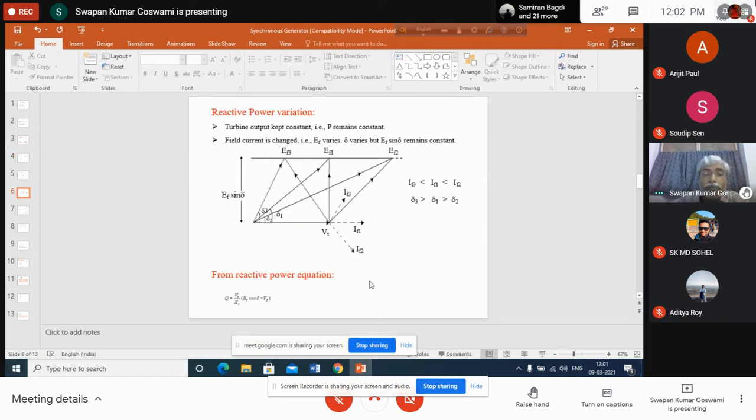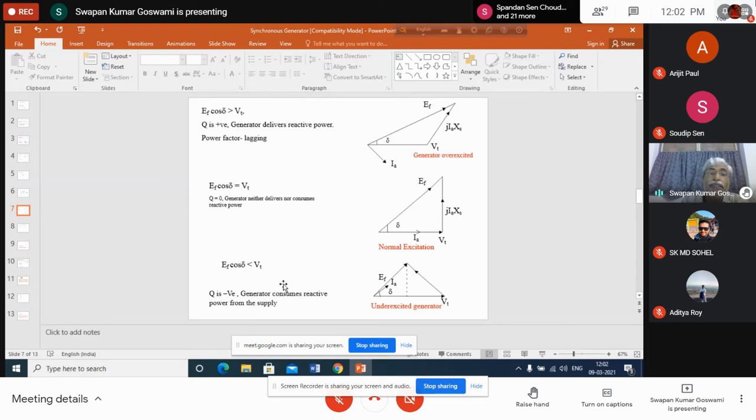You come here first. Now you see, I think this much is clear that by varying field current, we can vary EF. Either it may be increased compared to the previous value or it may be decreased compared to the previous value. As a result, Q will be changing. Now let us see how power factor is changed because of this.